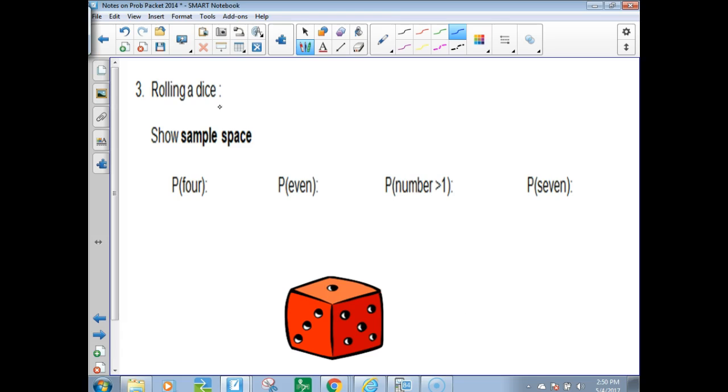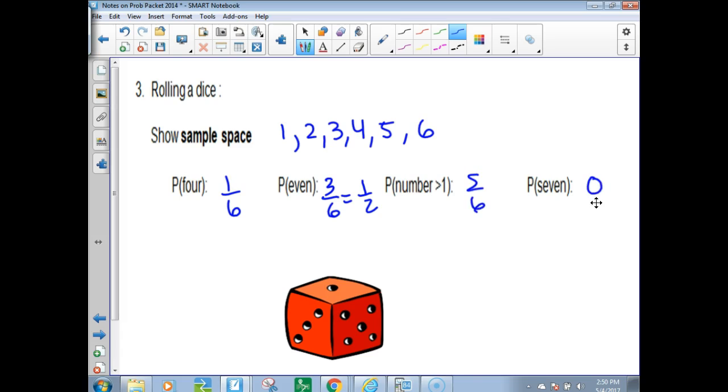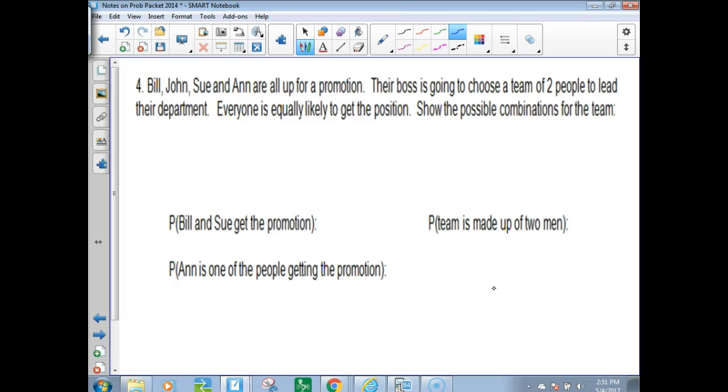Rolling a die. The sample space for rolling a die is 1, 2, 3, 4, 5, or 6. The probability of rolling a 4 is 1 out of 6. How many of those numbers are even? Probability of even would be 3 out of 6, or 1/2. Probability of rolling a number bigger than 1 is 5 out of 6. And the probability of rolling a 7, you're not going to get one, unless you have a pair of dice.